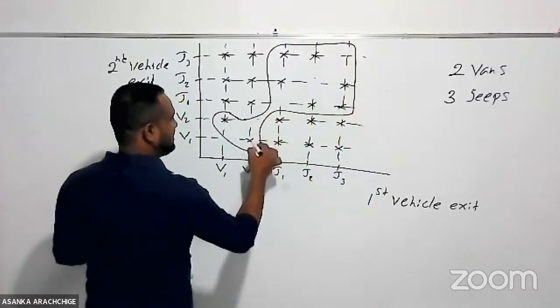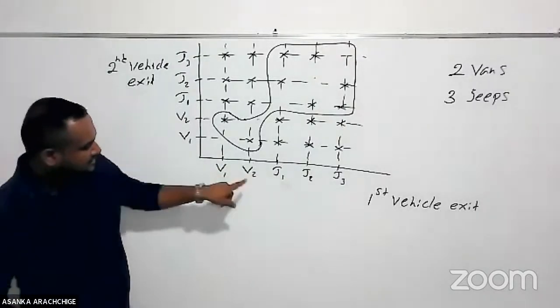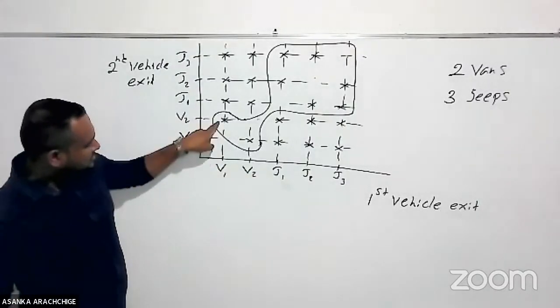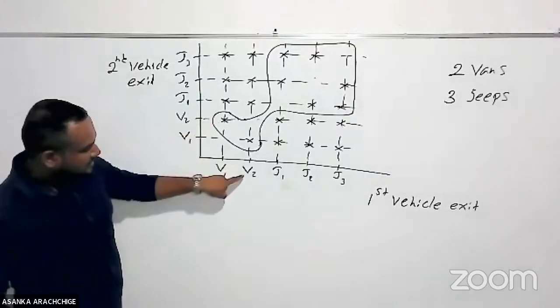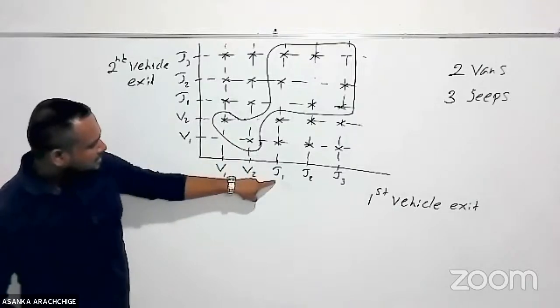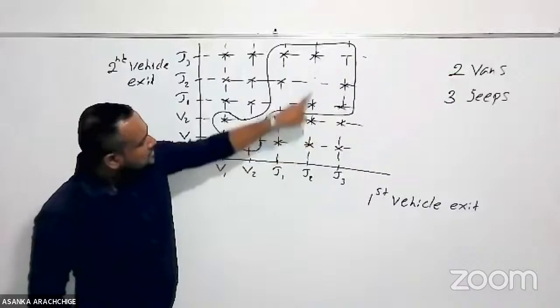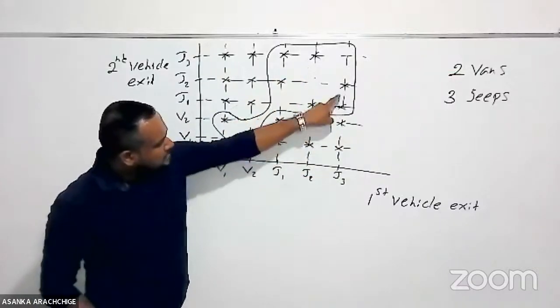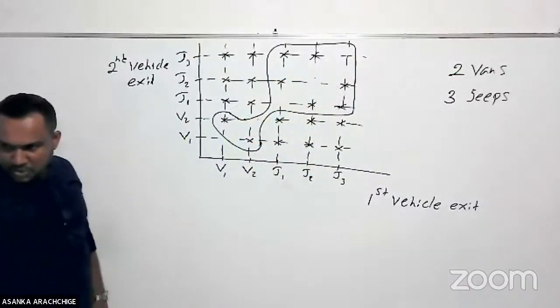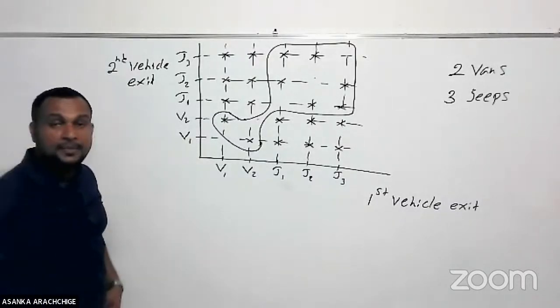This is that event. The first vehicle to exit is a van, and the second vehicle is also a van. Or the first vehicle is a jeep, then a jeep. Understood? Both being the same type. Then now, the same type.